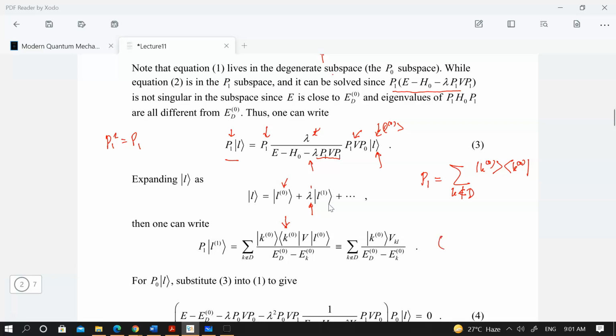We'll come back to this at some other point. First order term in equation 3. And that gives you an equation which is in the non-degenerate part of the space. This equation lives on the non-degenerate subspace.